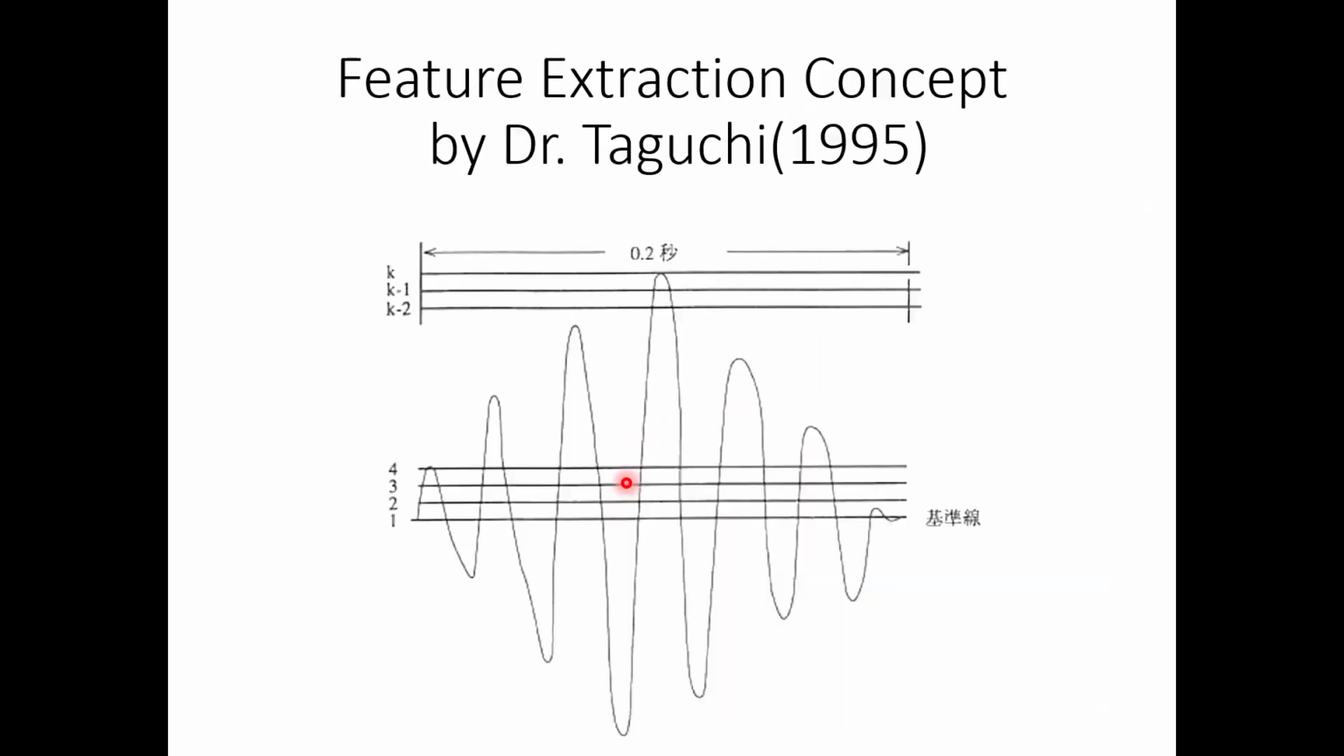Next, I explain how to obtain the features from waveforms. Dr. Taguchi proposed a unique and powerful feature extraction method in 1995. First, draw several horizontal lines on the wave. Then count the intersections, 1, 2, 3, 4, and so on.